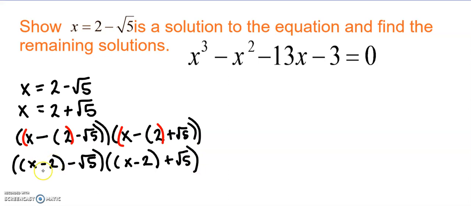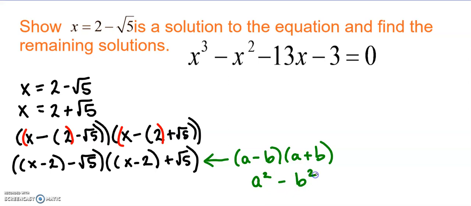Well, I have x minus 2 here and here. I have a minus root 5 and a plus root 5. Hey, this is kind of like difference of squares, but backwards. So I could literally FOIL out these terms, or I could just recognize that this is the form of a minus b, a plus b, and I know if I multiply this out, that's just a squared minus b squared. That's what I was saying, the reverse. So I'm just going to write this as x minus 2 squared minus root 5 squared.